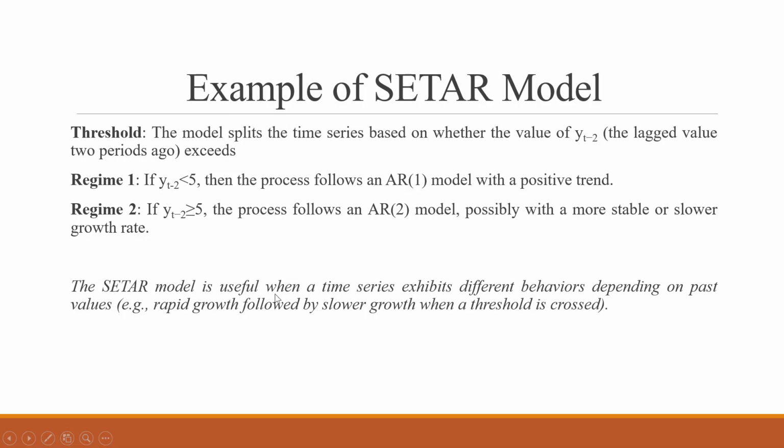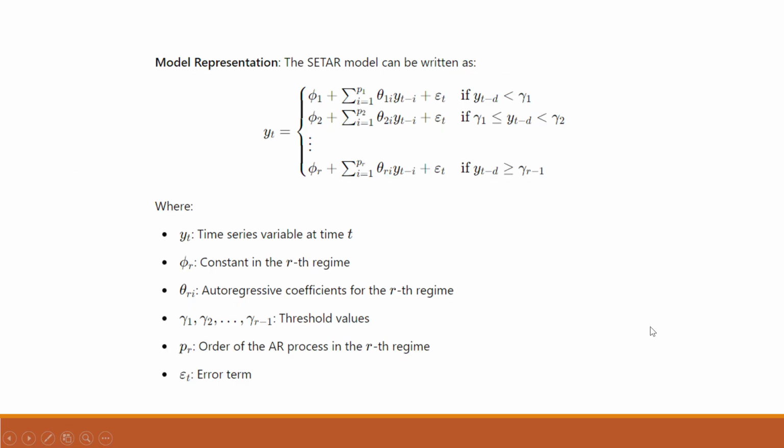The SETAR model is useful when a time series exhibits different behaviors depending on past values. Example: rapid growth followed by slower growth when a threshold is crossed.